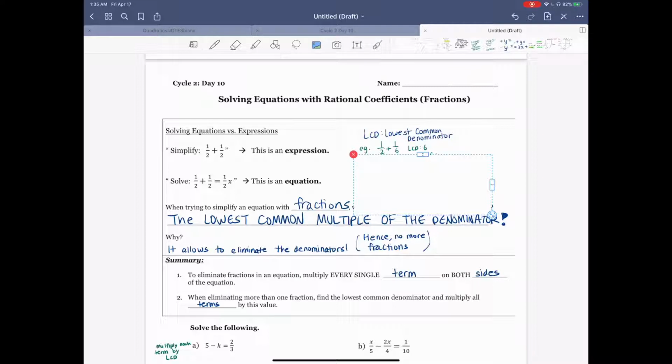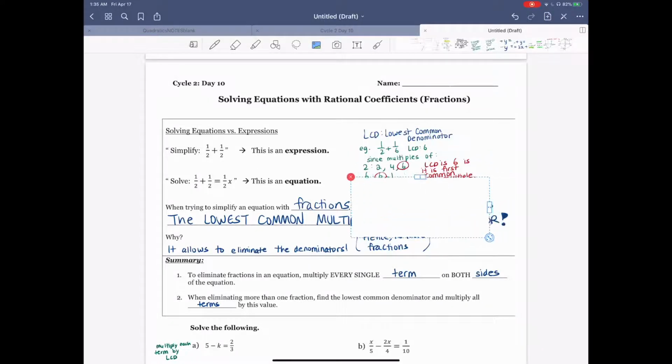The LCD is 6 because if you think about the multiples of the number 2 and 6, multiples mean multiples of 2 are 2, 4, 6, 8, if you kept multiplying that number by 1, 2, 3, 4, etc. The multiples of 6 are 6, 12, 24, etc. So what number did I say twice between those two lists of numbers? Between the two, I said 6 twice. So 6 is the first common multiple between the two, and therefore 6 is the LCD.